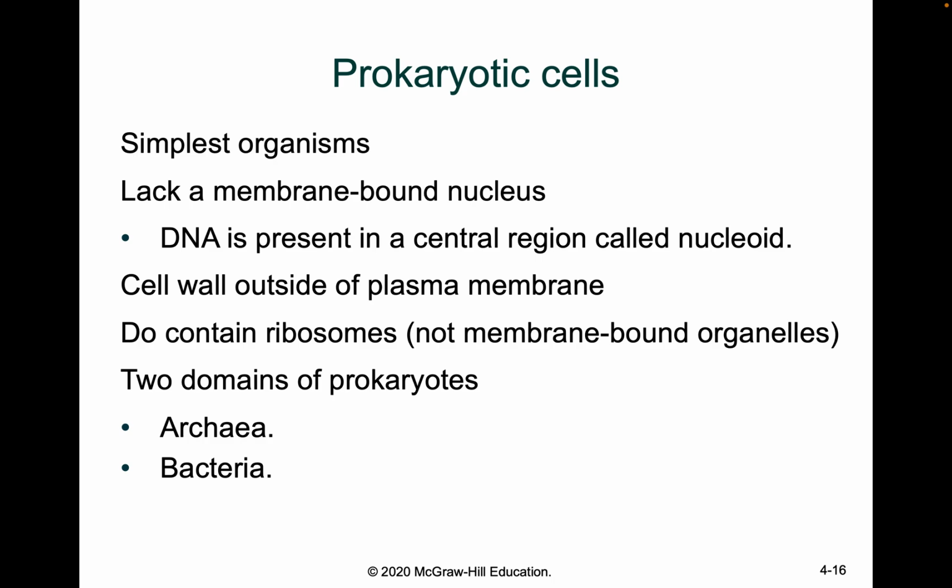So let's talk generally about prokaryotic cells. As I said, they lack a membrane-bound nucleus. They do not have nuclei, they have nucleoids. DNA is present in the central region, which is called the nucleoid. That's the biggest difference. The cell has a plasma membrane, but outside of it they also have something called a cell wall, which I will be speaking more about. They contain ribosomes. That's mostly what they have.